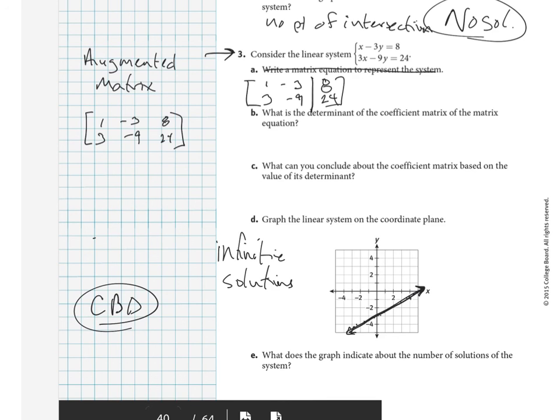So on the second video, the calculator video, I'll show you how to put these in the calculator, how to get to the answer, what buttons to use, all those good things.